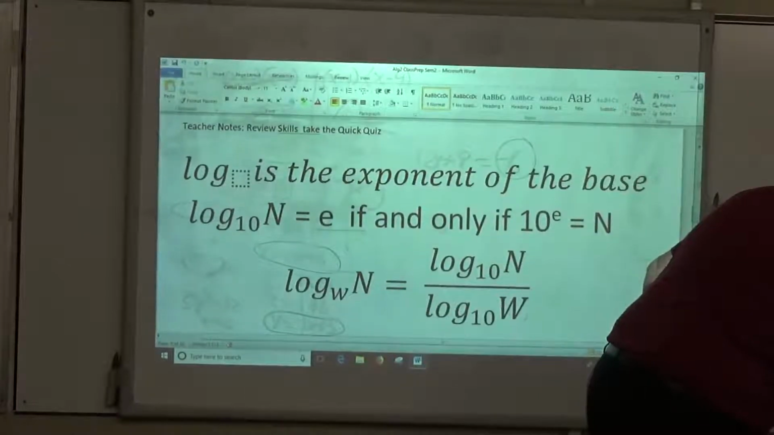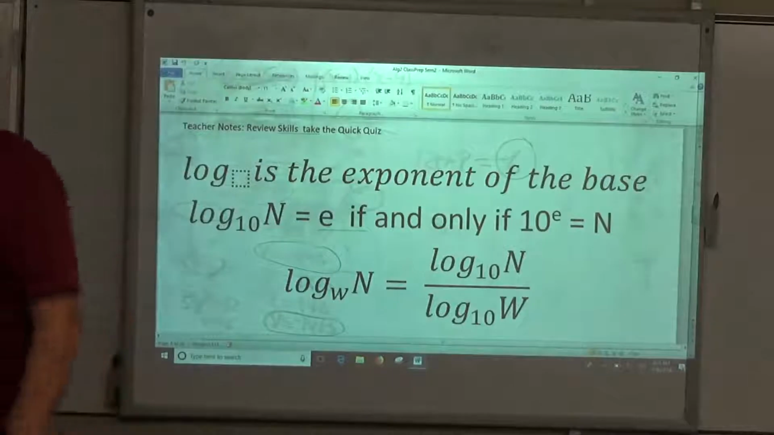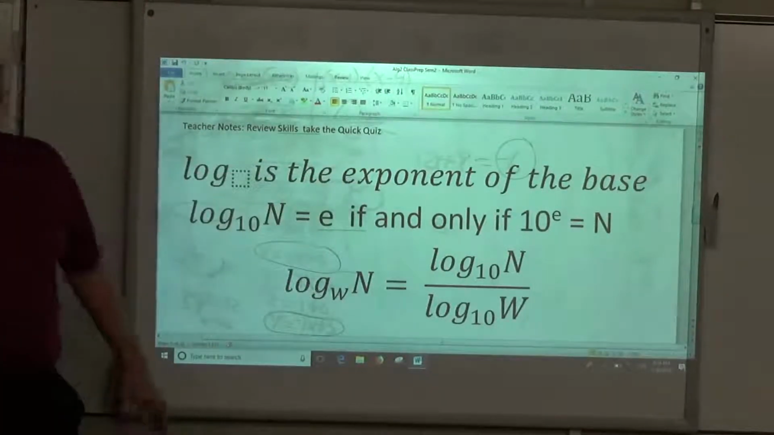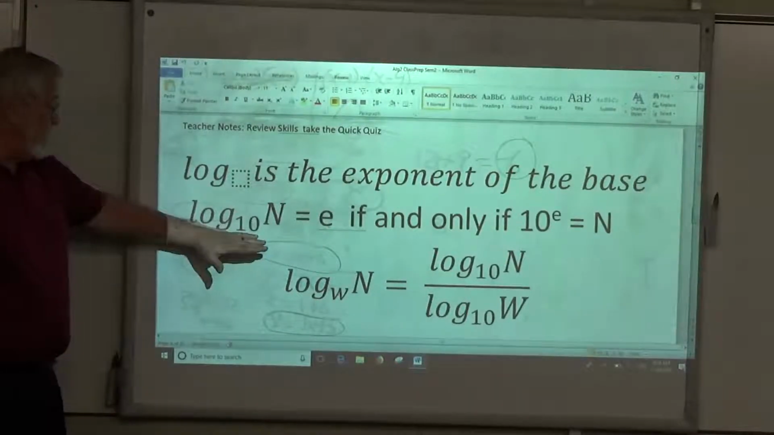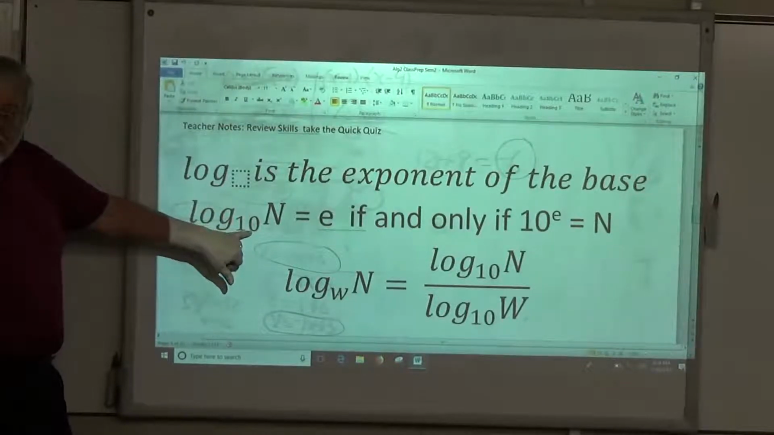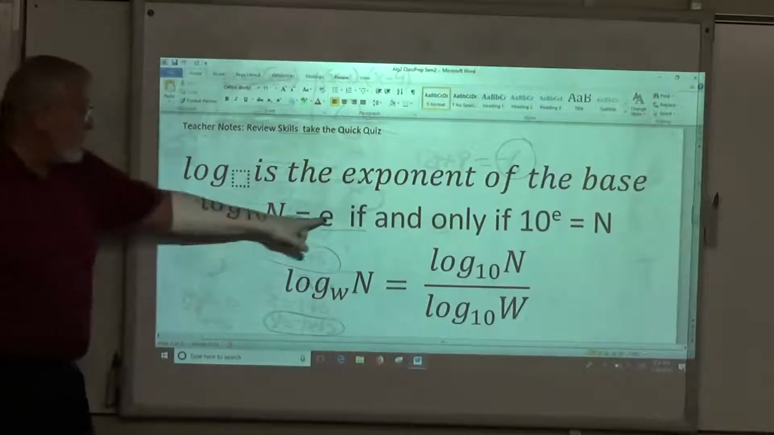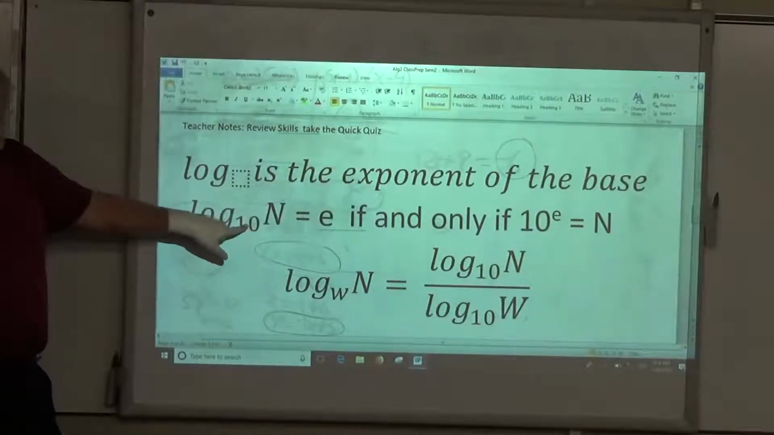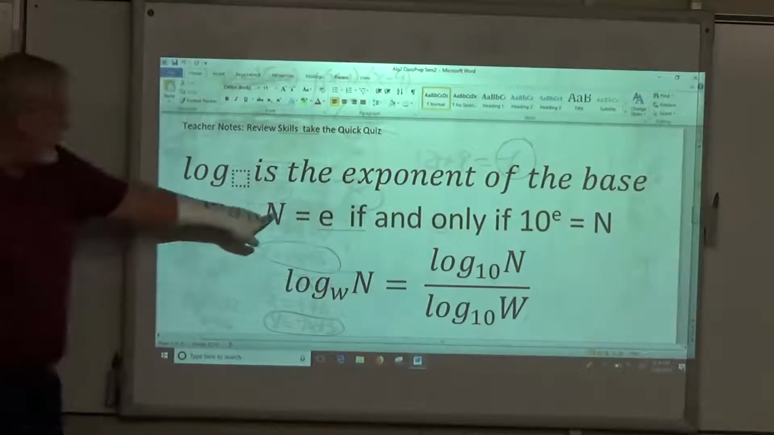Okay, so what is a logarithm? It's an exponent. If I give you that the log base 10 of some number equals an exponent, the logarithm is the exponent. So this is the base, that's the big number, and the exponent equals that number.